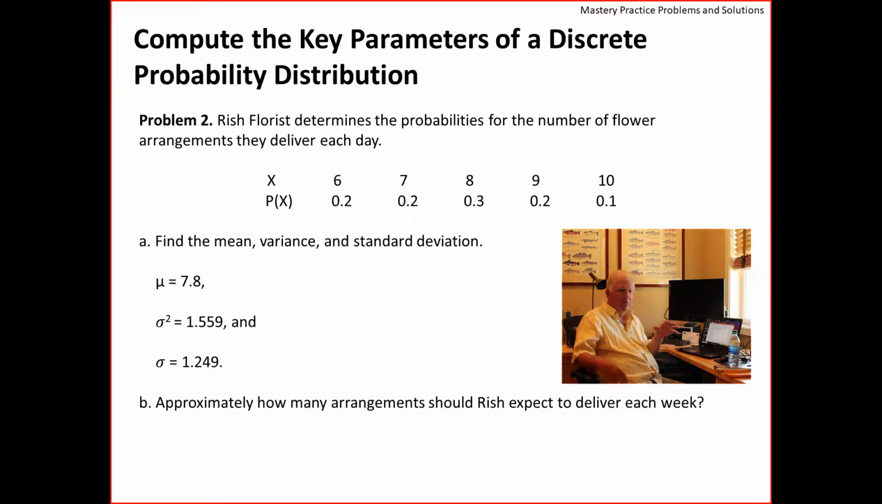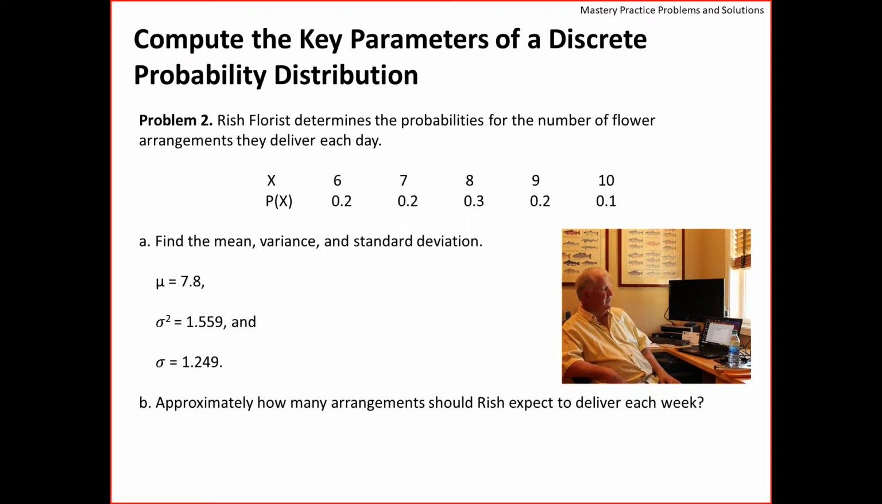And the question is different. The question before on problem 1 had to do with usual versus unusual. That's sort of what this is, but there's a key word as far as I'm concerned here. It's expect. How many arrangements should they expect to deliver each week? And the thing about these key parameters is the expectation value, sometimes called the expected value, is the mean.